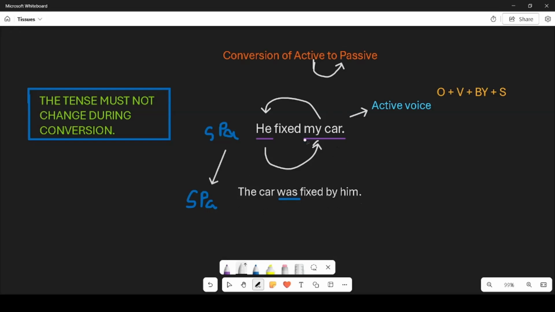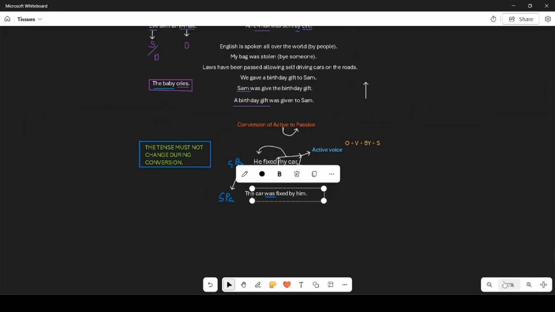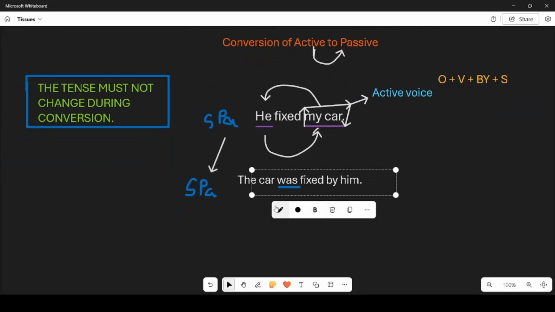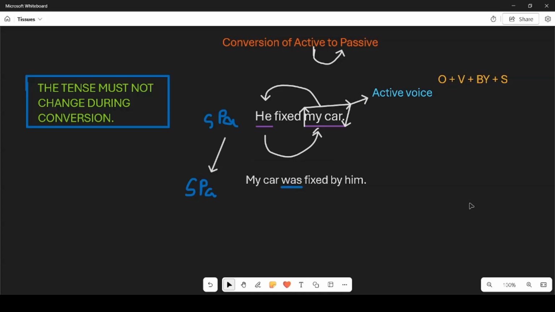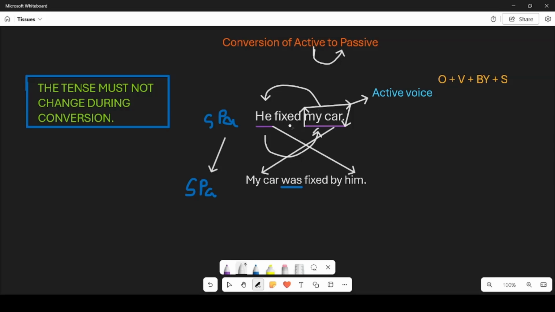Sorry, I'm using arrows. If you want, we can change the word the. Instead of the, we can put my. That's more like the actual sentence. My car was fixed by him. So the word he over here will become him, because it won't make sense if we say my car was fixed by he. We cannot use he over here. So my car was fixed by him, and my car would come in the beginning, and fixed would remain as it is.